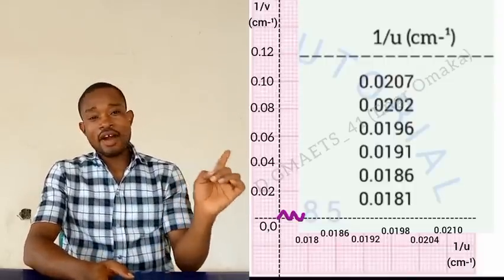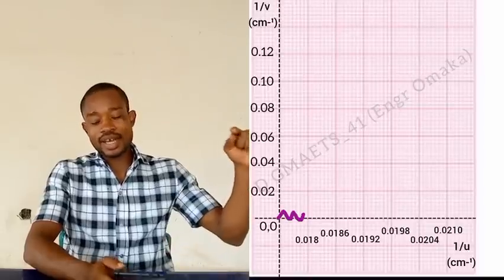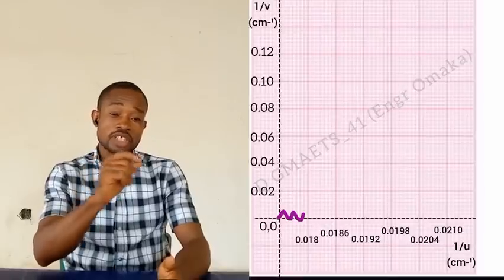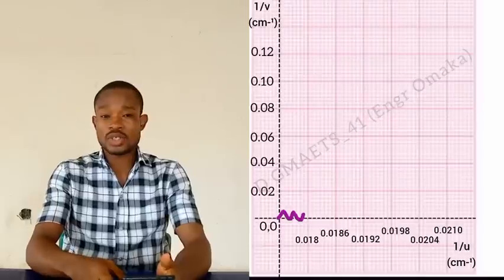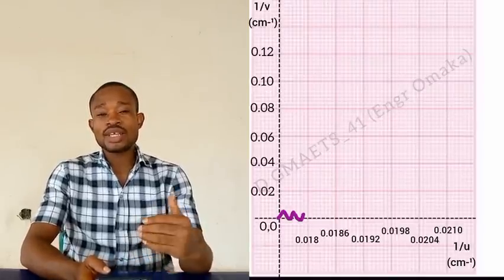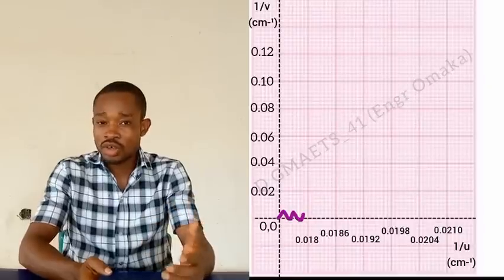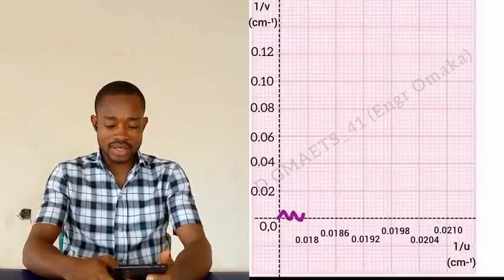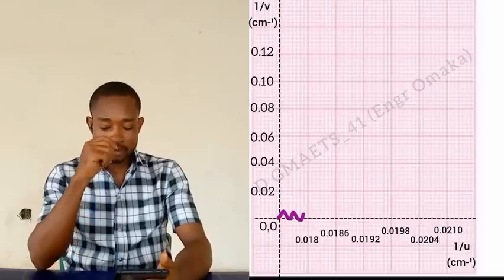So looking at the graph, that purple zigzag line from the origin was done in an attempt to stretch my graph so that my points will be well spread. Is that okay? And then how do you actually come about this stretching of the graph? What do you do? I'm going to quickly highlight on that and then we move on, okay?